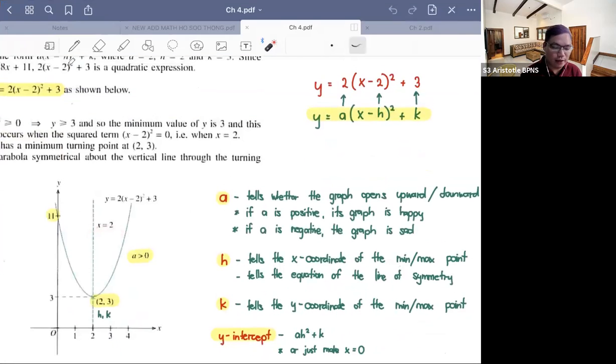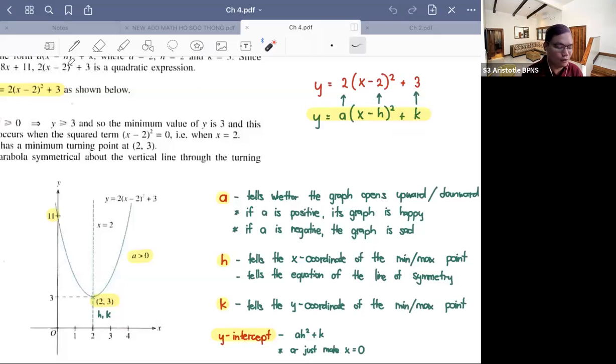Okay, and then how about for k? K is basically the y-coordinate of the minimum and maximum point. If this is 3, that means that this is also 3. Okay, so those are the important parts, class. And nothing more, nothing less. It's the only purpose of k to tell the y-coordinate of the minimum or maximum point.